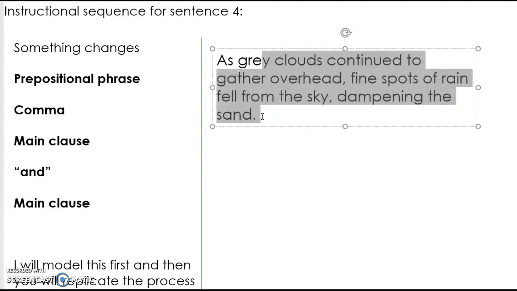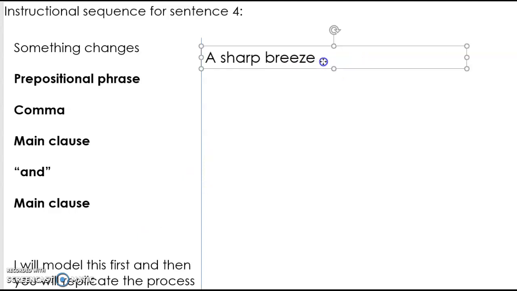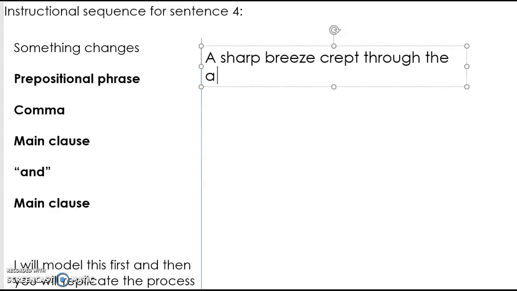Technical problem. Let's get this working. So we can just say a sharp breeze. Correct that spelling. Let's go with crept, because that's a nice bit of personification, isn't it? A sharp breeze crept through the air.